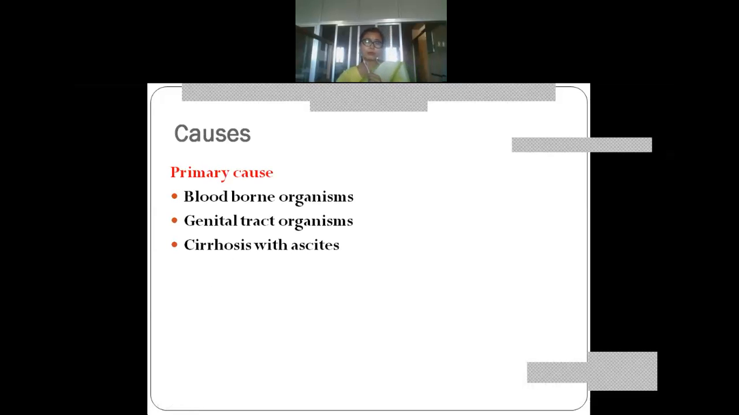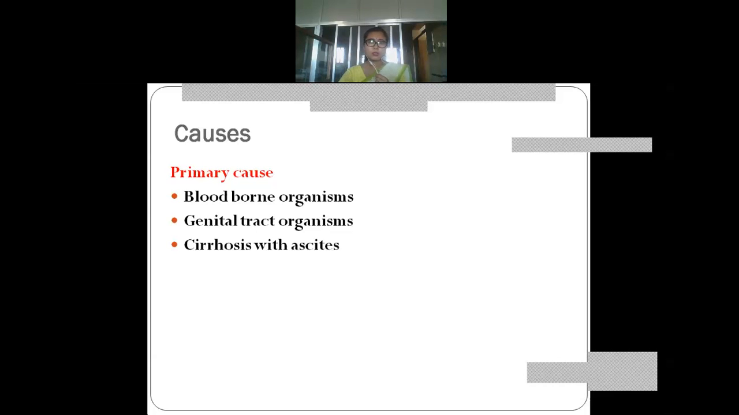And causes. We have two types of causes, the primary cause and the secondary cause. Blood-borne organisms and genital tract organisms. So what happens is when these blood-borne organisms and the genital tract organisms enter the peritoneal cavity, then it can start this inflammatory process and can lead to peritonitis, and cirrhosis with ascites.